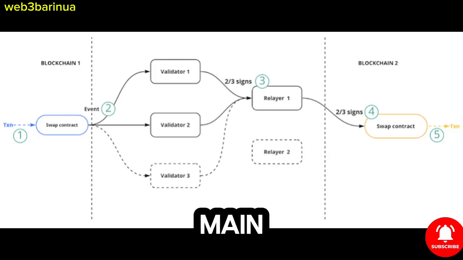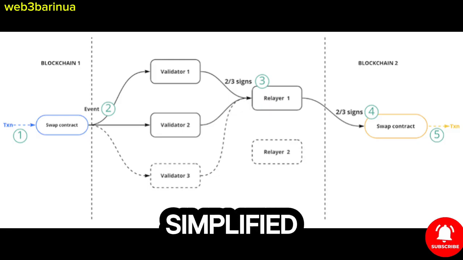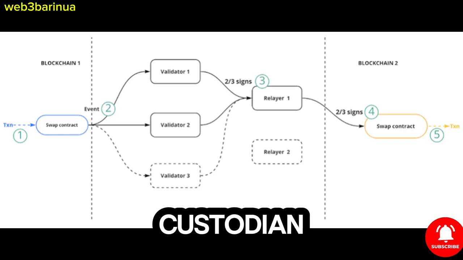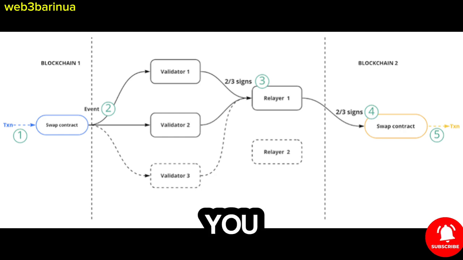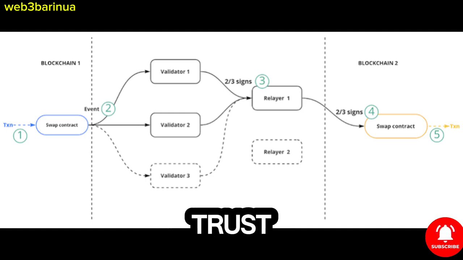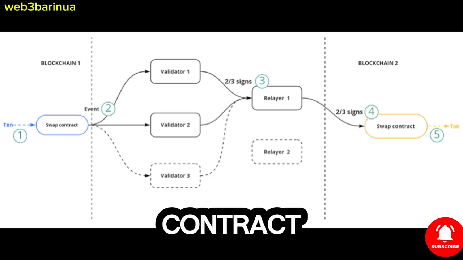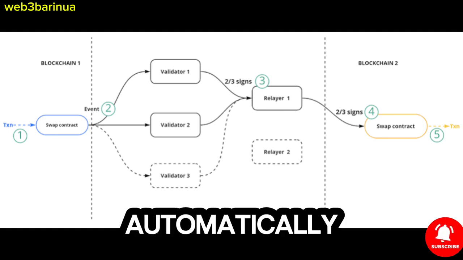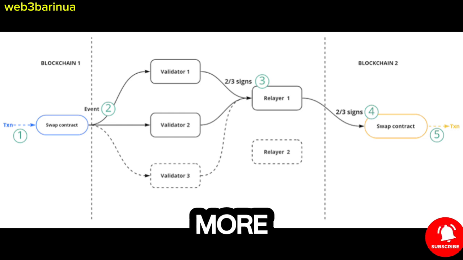So, two main bridge models simplified. Now we have the custodial bridge. That's the most used. You send BTC, they hold it, and they give you equivalent value elsewhere. You trust them. Then we have smart contract bridges. Funds are locked in a smart contract and tokens are minted automatically. Less trust, more code.